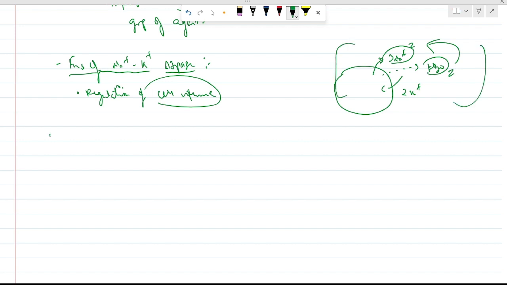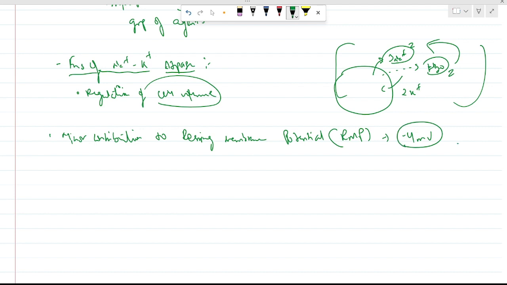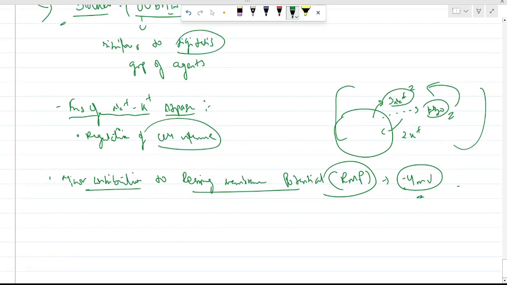Next is a very minor contribution to the resting membrane potential, which is our RMP. What is this contribution? Very minor, -4 millivolt. A very minor contribution to resting membrane potential, RMP, of -4 millivolt of the total is contributed by sodium potassium ATPase.